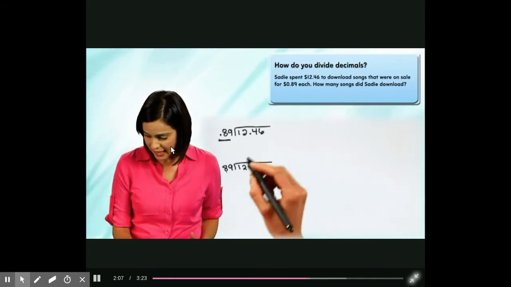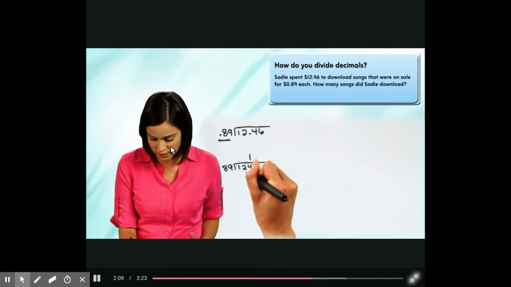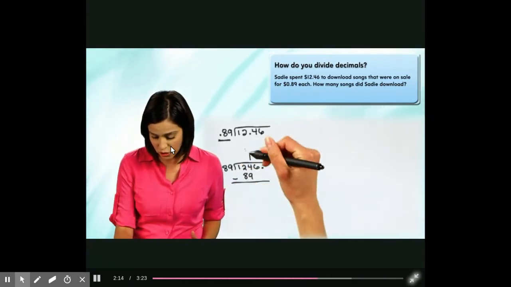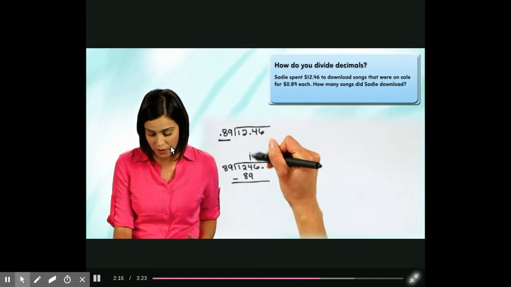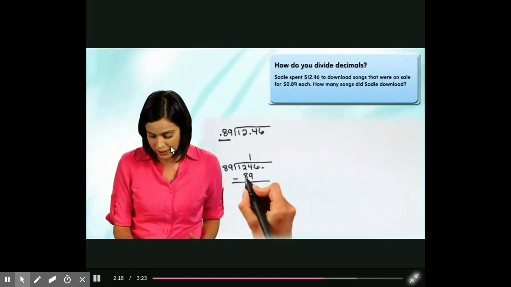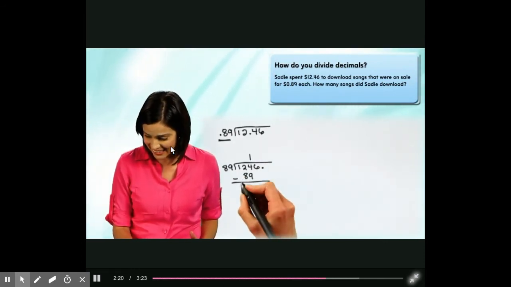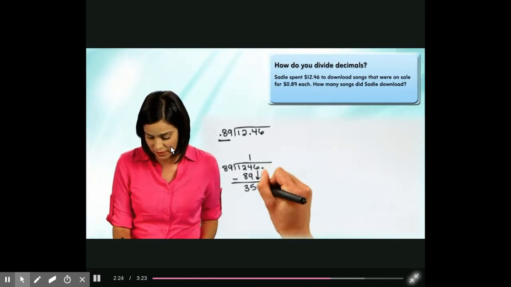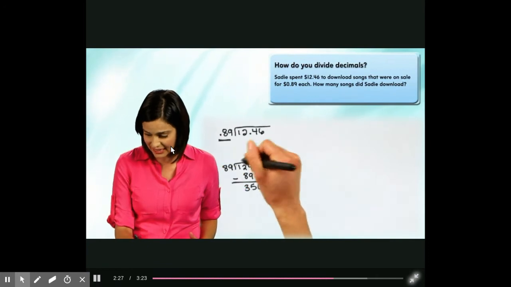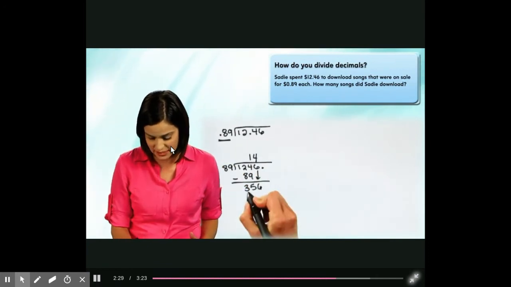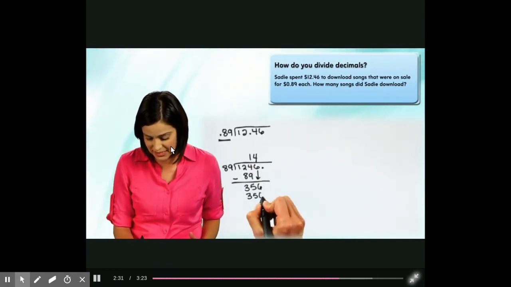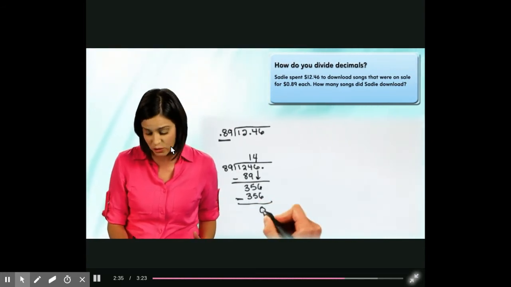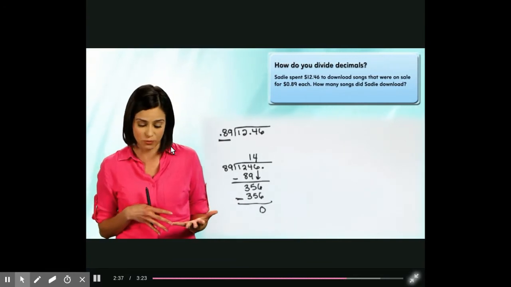89 times 1 is 89. Make sure you line up your number in the right place. Now we have 124 minus 89. That gives us 35. Bring down the 6, and 89 times 4 is 356, which 356 minus 356 is 0. So our remainder is 0, and we're done with this long division.